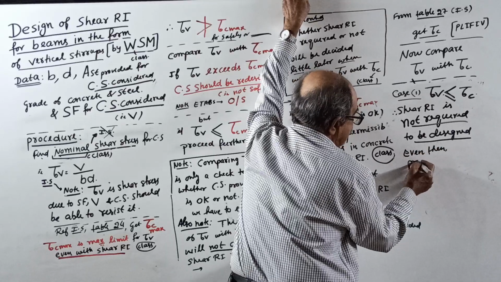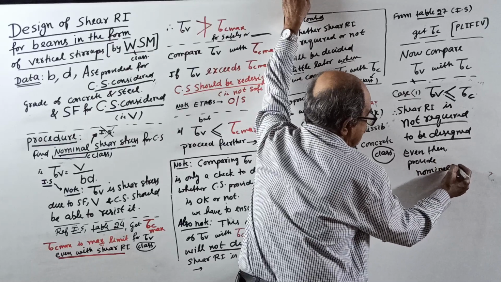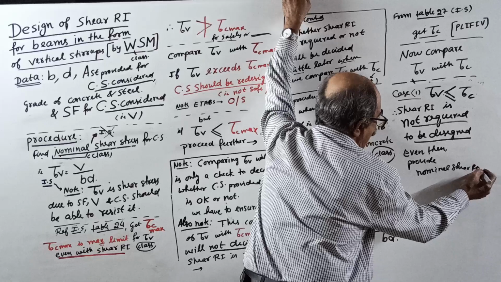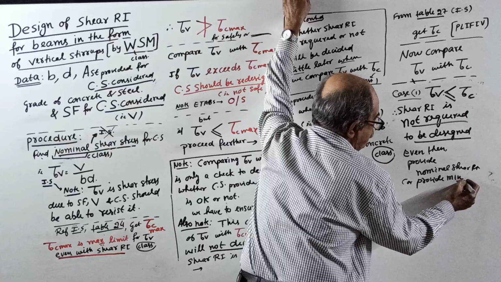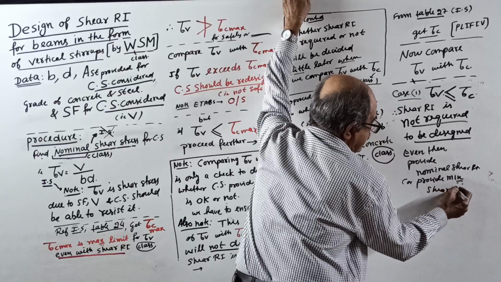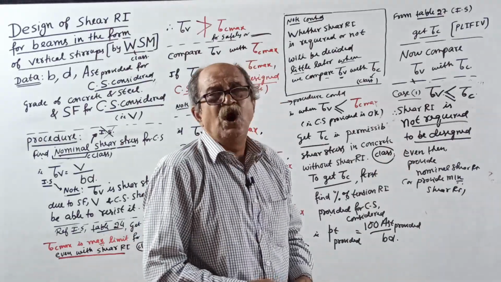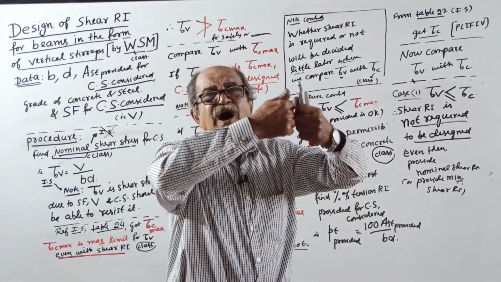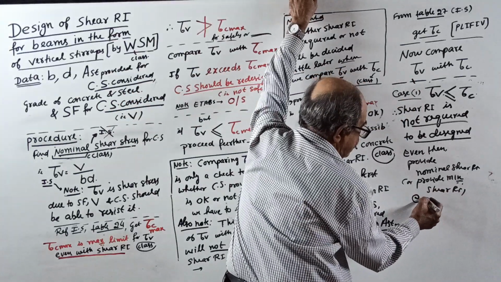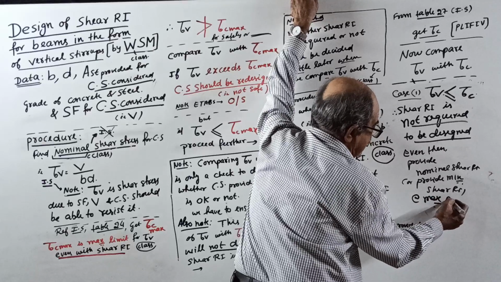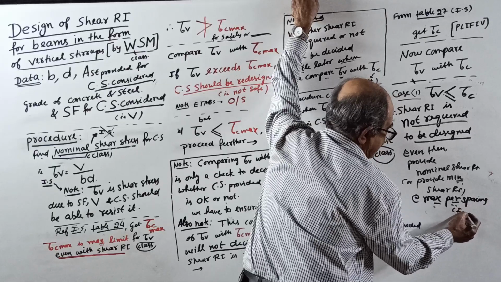Even then, provide nominal shear reinforcement or provide minimum shear reinforcement. What about spacing? It is a stirrup. You don't waste money, so provide the maximum possible. So at what spacing? At maximum permissible spacing, as per IS code.